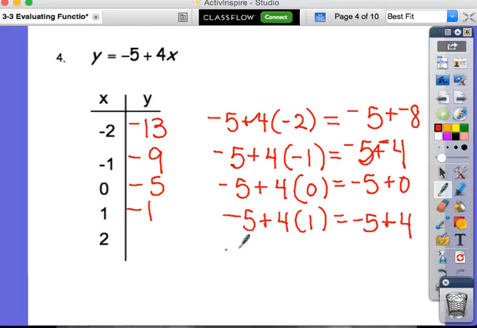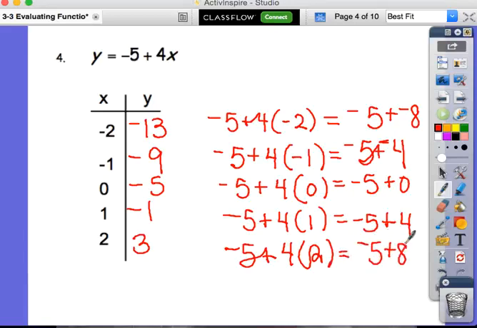You want to take a guess at what the next one's going to be? 3. Looks like it's going up by 4, right? So let's check it. -5 plus 4 times 2 is -5 plus 8, which is 3. Awesome.